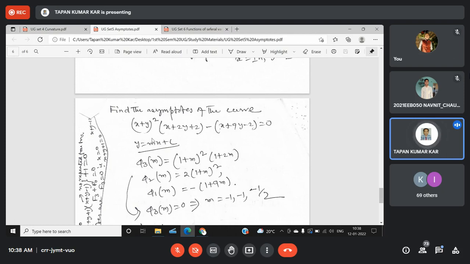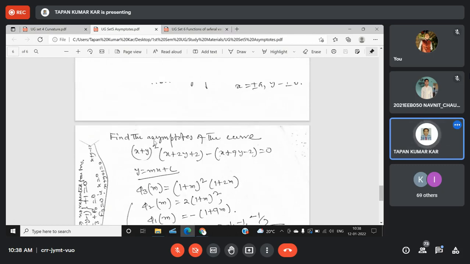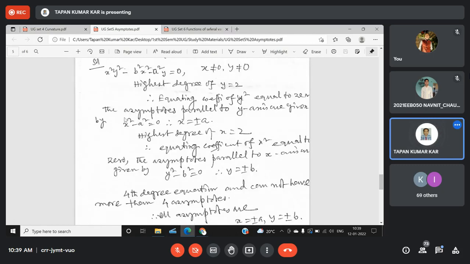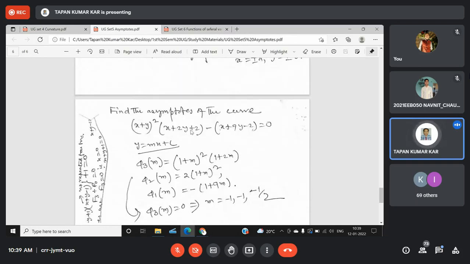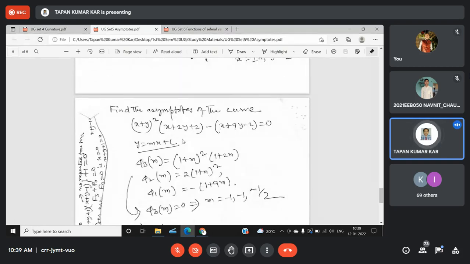Okay. So no asymptotes parallel to the y-axis, no asymptotes parallel to the x-axis. In this example, there are asymptotes parallel to the x-axis and the y-axis, but in this example, no asymptotes parallel to the y-axis, no asymptotes parallel to the x-axis. Then our asymptotes are of the form y equal to mx plus c, and phi 3m is obtained.